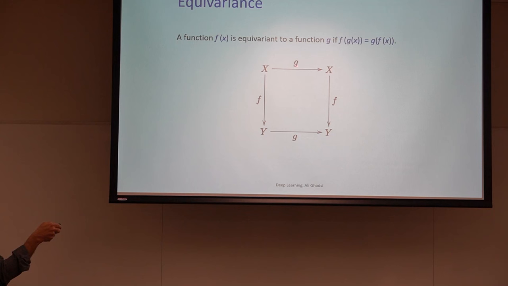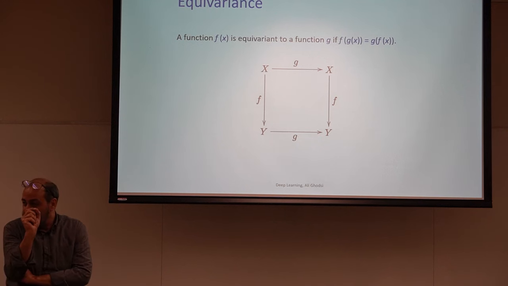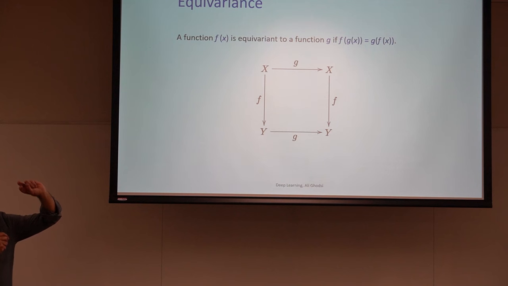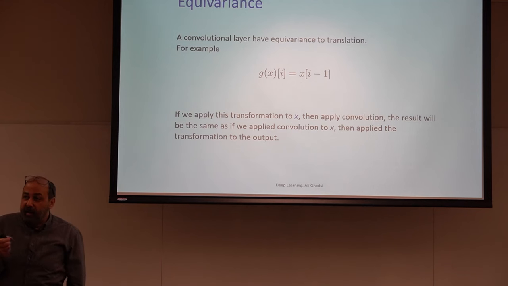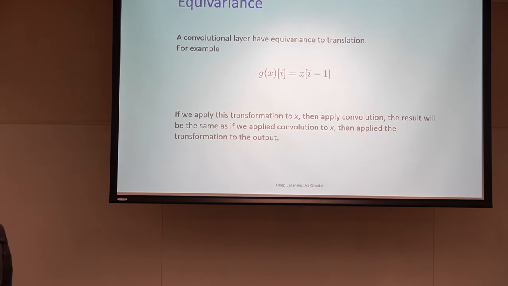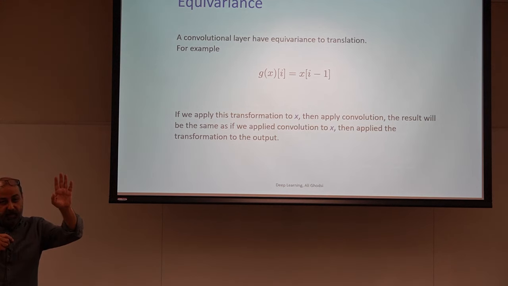This is g of x, and then you apply f to it, you're going to get y. If you apply f to x and then apply g, you get to the same point. If you have this property between two functions, you would say they have this property of being equivariant. So in convolution, translation and convolution are equivariant. It means if I translate and then convolve, it's the same as convolve and translate.